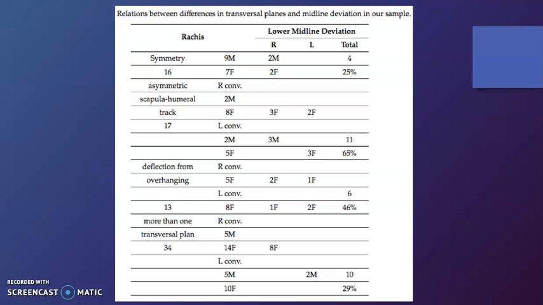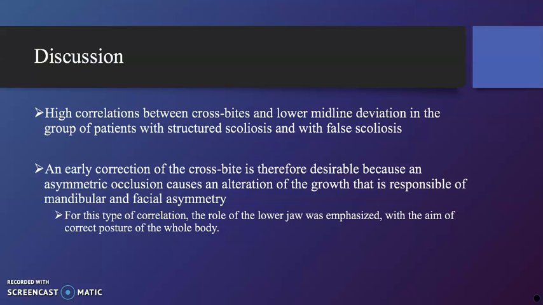Depending on the difference in level of one or more transversal planes, we do not take into consideration the correlation between the incidence of occlusal abnormalities and the difference of one or more than one transverse plane. The lower midline deviations are frequent in subjects with differences of the line joining in the cingulum scapula humeral. So, just a discussion of the results, they found high correlations between crossbites and lower midline deviation in the groups of patients with structured scoliosis and with false scoliosis.